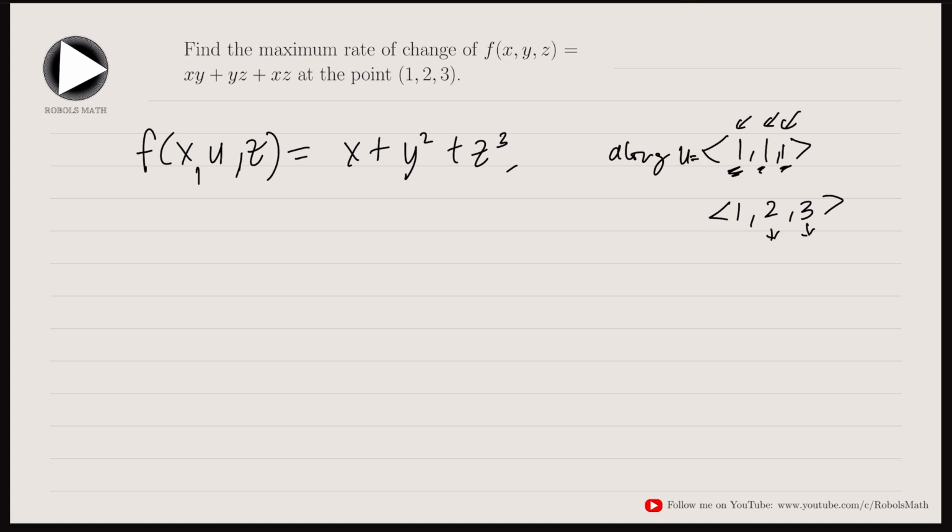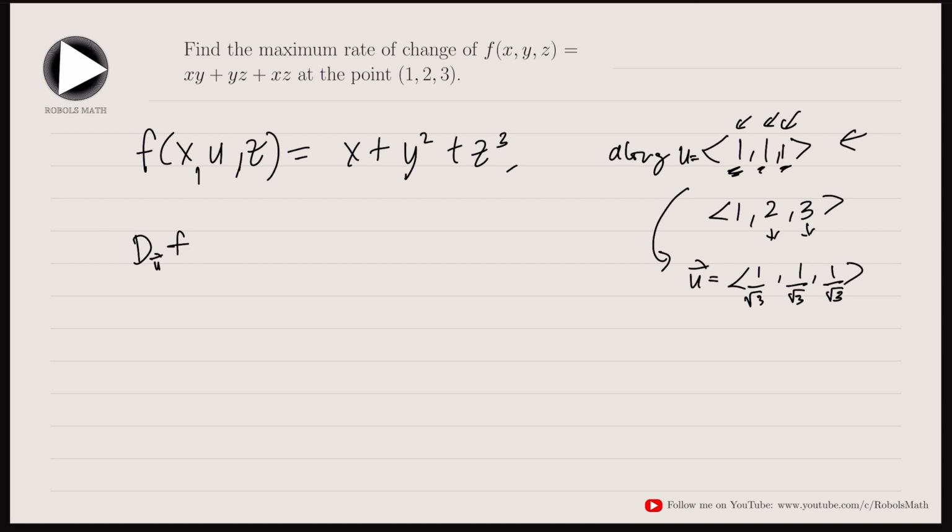Let's call this u. And we call that the directional derivative of f along the vector u. Generally, we want u to be a unit vector. So to find the unit vector of, let's say, this u, we divide it by the magnitude of the vector, which in this case is the square root of 1 squared plus 1 squared plus 1 squared, or simply the square root of 3. So this is the unit vector corresponding to this one.